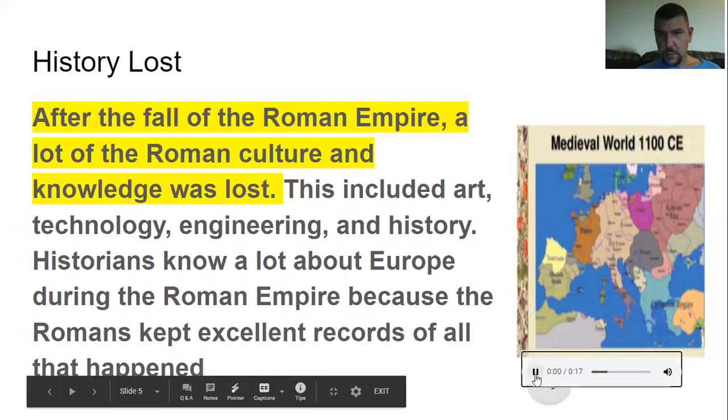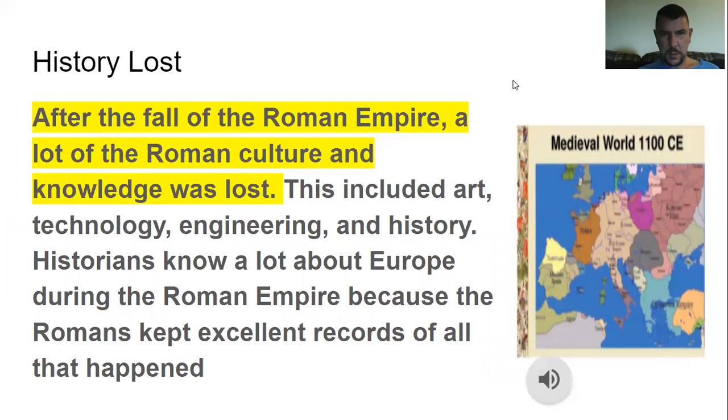History lost. After the fall of the Roman Empire, a lot of the Roman culture and knowledge was lost. This included art, technology, engineering, and history. Historians know a lot about Europe during the Roman Empire because the Romans kept excellent records of all that happened.